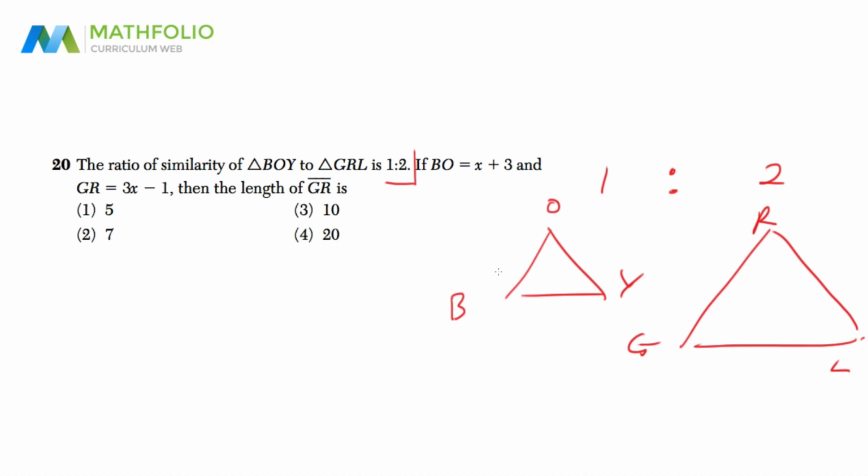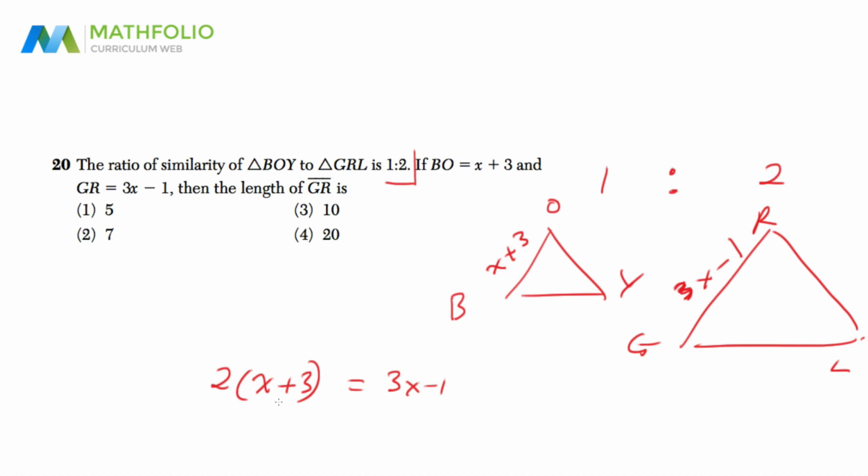So if BO is x plus 3 and GR is 3x minus 1, then what is the length of GR? Well, from our picture we know that x plus 3 has a relationship with 3x minus 1, and if this is double G to R, what we can do is times this first one by 2. and this is our equation to work on, and it's going to give you GR.